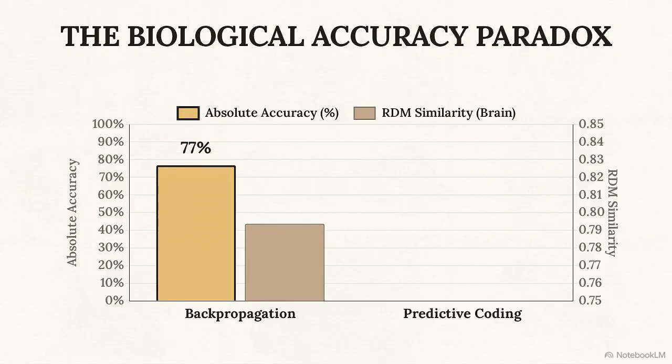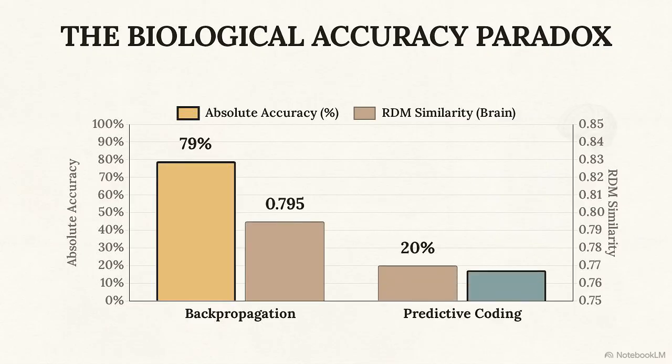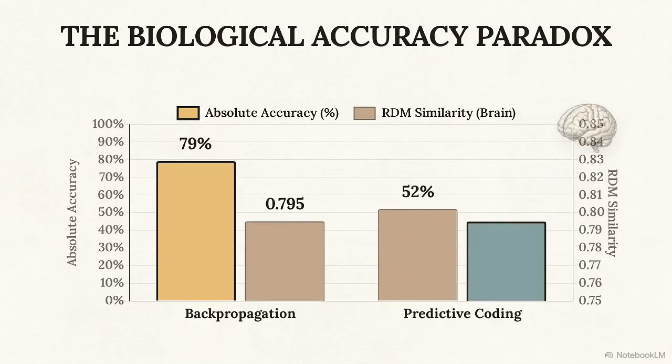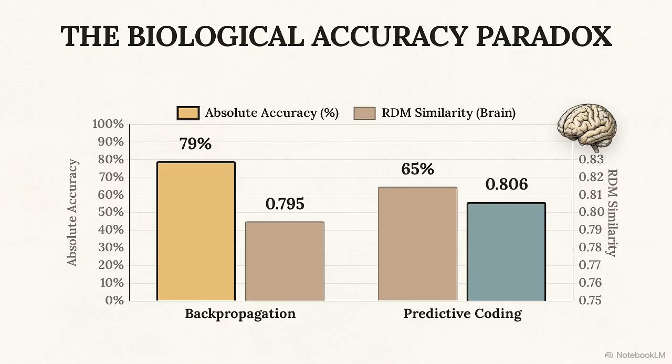Traditional backpropagation achieves the highest classification accuracy at 79%, but yields a lower neural similarity score. Predictive coding achieves the exact opposite. Despite its lower absolute accuracy, it generates the highest structural similarity to human fMRI data.